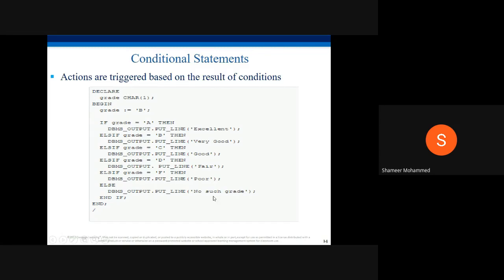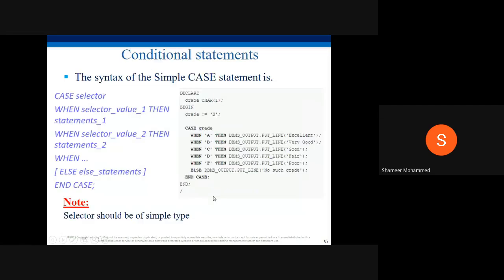Okay, so this is a case statement. Case is just a modification of the previous program. Instead of the if condition, we are using case with an input selector and when conditions. So when A, then display this message. When B, then display this message, until the last one. If none of the conditions is matched, the else part will be executed with the no such grade message.